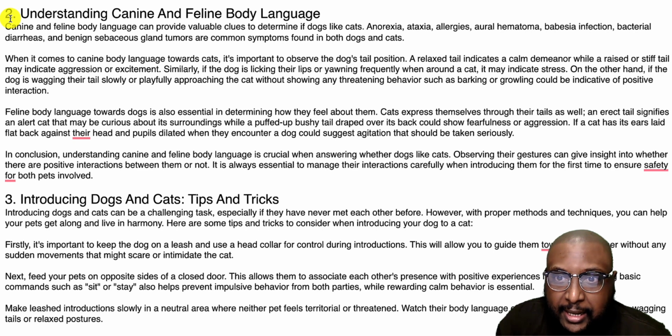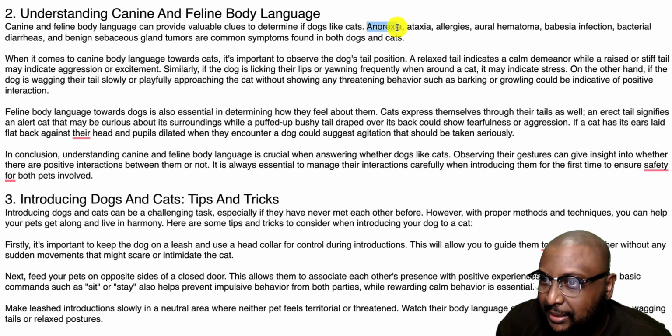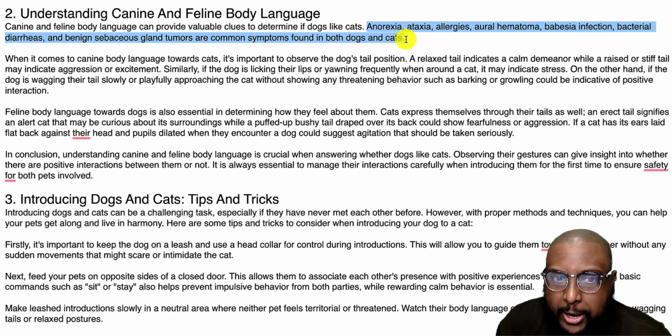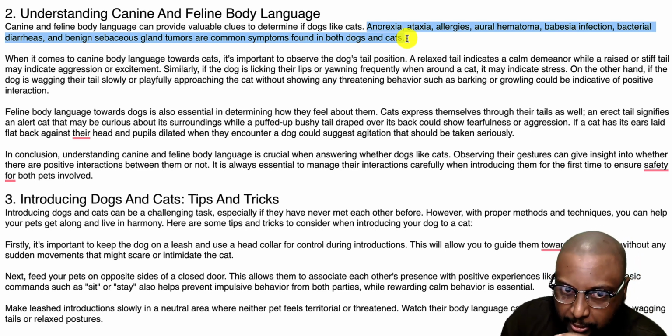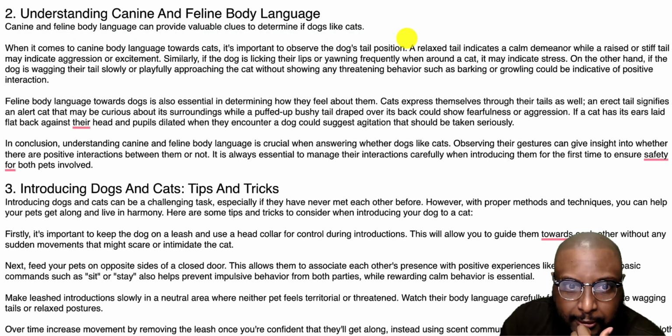Number 2, understanding canine feline body languages. Canine feline body language provide valuable clues to determine if a dog likes cats. Anorexia, ataxia, allergies are common symptoms found in dogs and cats. Okay, so here it kind of went off the rails, right? And this is what we spotted earlier when it was giving the notes at the bottom for this section, right? It went off the rails here, but there you go. You just simply delete it and you're good to go.